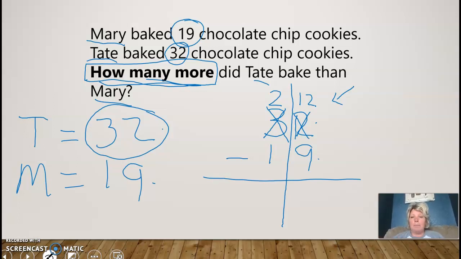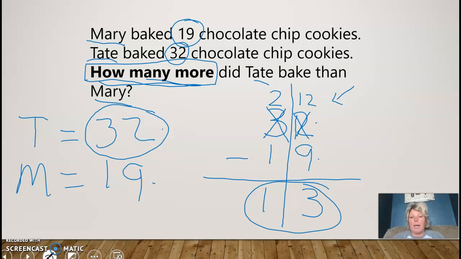Now there's more on top. No need to stop. I know that 12 minus 9 is, you're right, 3. And 2 minus 1 is, you're right, 1. And I have the number 13. Now, last week we talked about we have to go back and make sure it makes sense. And if we answer the question, how many more did Tate bake than Mary? Did he bake 13 more?